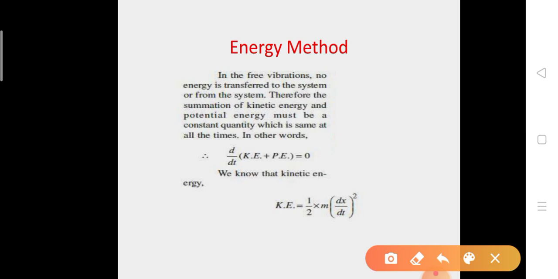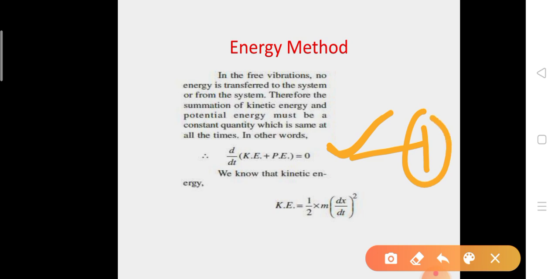Now what you do, you just try to differentiate that equation. So the derivative with respect to time of KE plus PE equals the derivative of a constant, and we all know that the derivative of a constant value is 0. Okay, so this is your main equation, equation number 1.